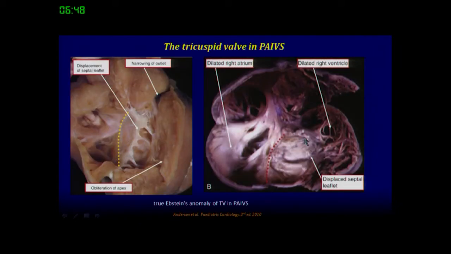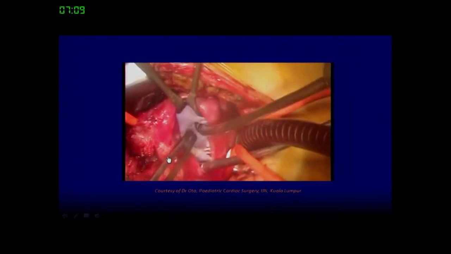Such as here, from the textbook specimens, we see that this is where the annulus should be, but the septal leaflet is plastered down to the septum, showing the typical Ebstein's malformation with the very dilated right atrium and the atrialized right ventricle. And the RV wall is also very thin here, but here the RV wall is very thick.